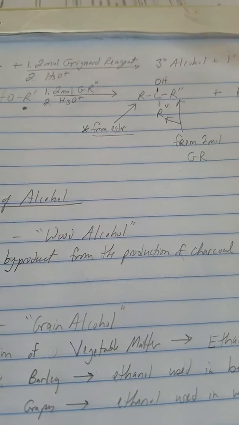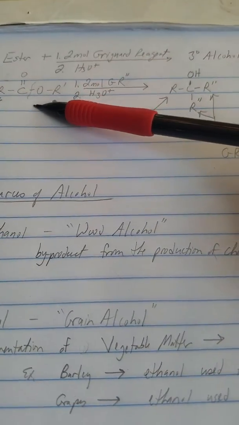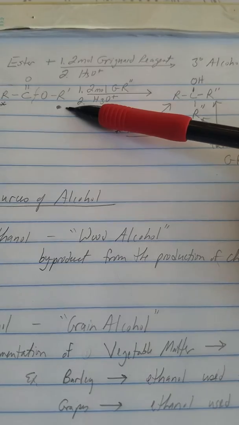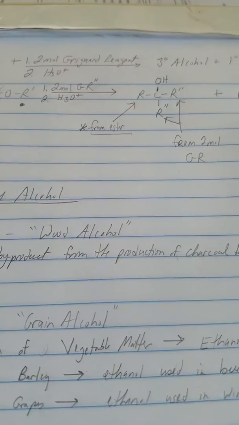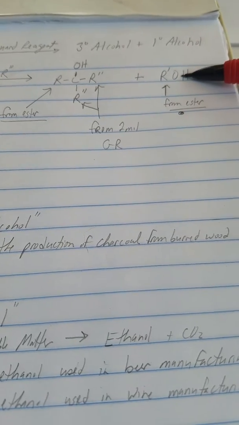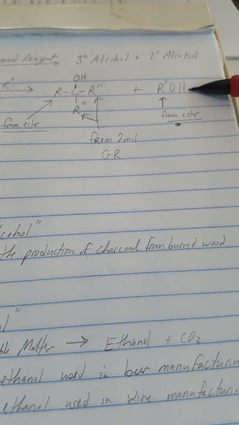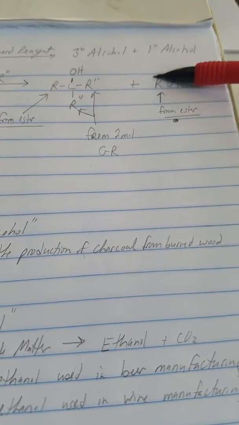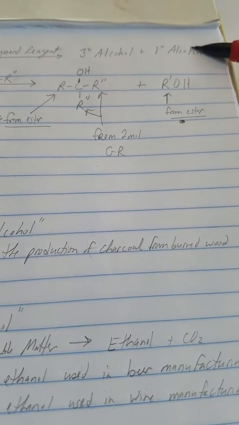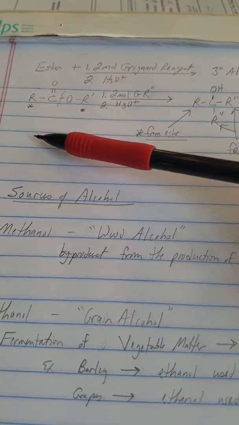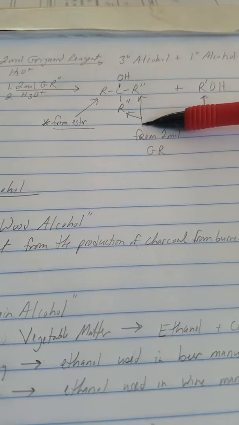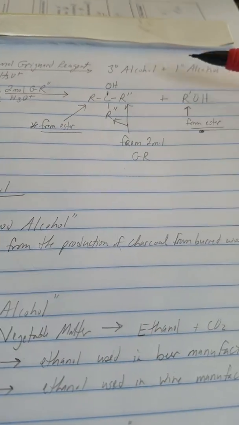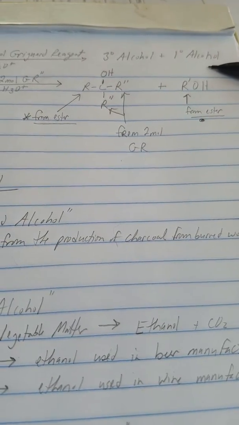Your other alcohol is going to come from the back half or the second part of the ester, where you've got your O and alkyl group here. So that R group is going to pick up a hydrogen and form a primary alcohol. So when you take an ester, react it with 2 moles of the Grignard reagents in an acidic environment, you're going to make 2 products, a tertiary alcohol and a primary alcohol.